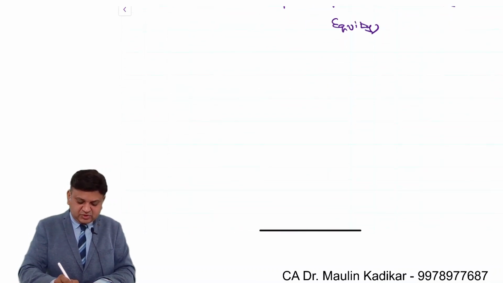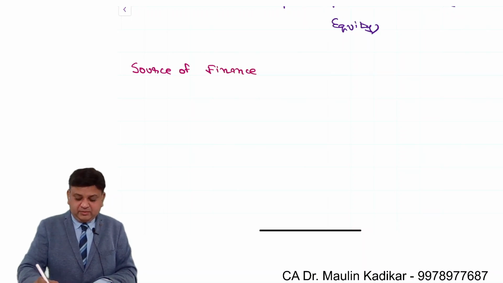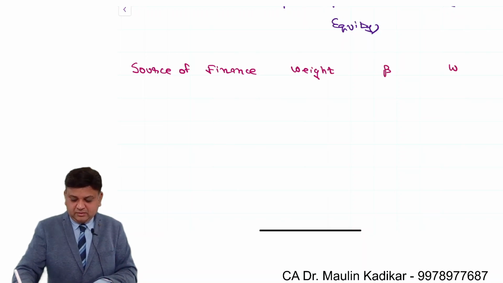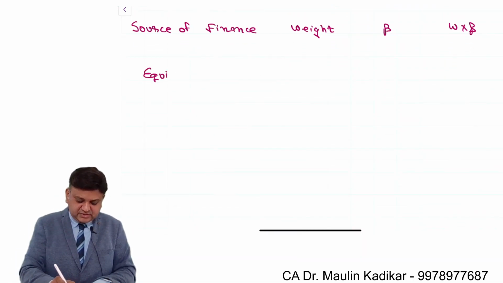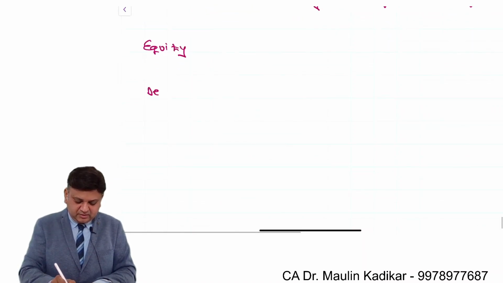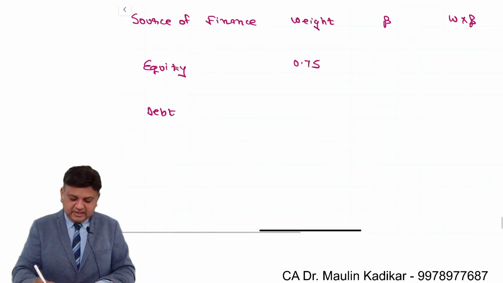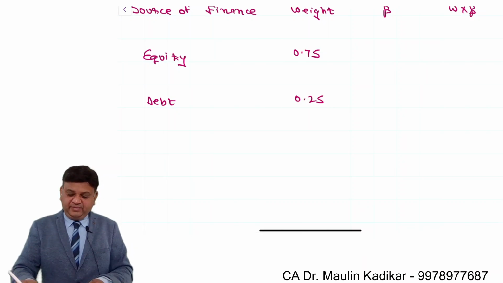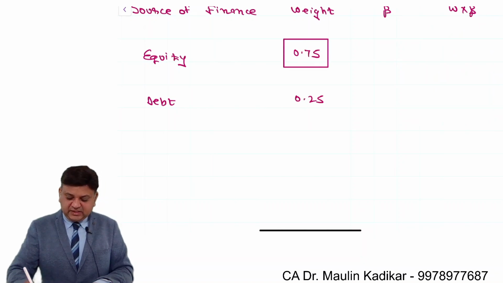So again the column number 1 is source of finance. Column number 2 is weight. Third column is beta. Weight into beta. Source of finance is equity and debt. What is the weight? It is 75% and 25%, because 25% debt means 75% is equity. That is what we understand. Again, this is 0, so this will also be 0.